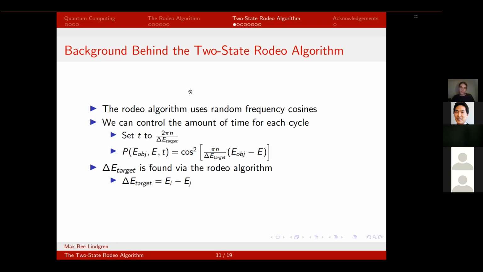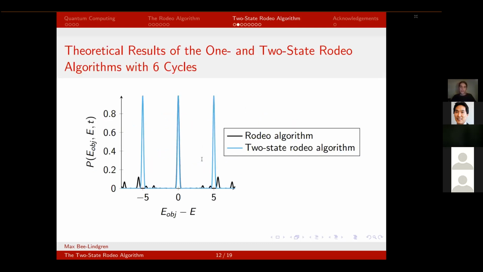So that's what we do with the 2-state Rodeo algorithm. We find our 2 energies using the original Rodeo algorithm, and then we set t to this quantity here, which is proportional to the inverse of the energy difference. So what we get is that the probability of success is now this modified cosine function, which will essentially peak at whatever we set the energy difference to. So this is the theoretical result. Here we set the energy difference to 5. Here's a peak at 5, and every other value is suppressed.